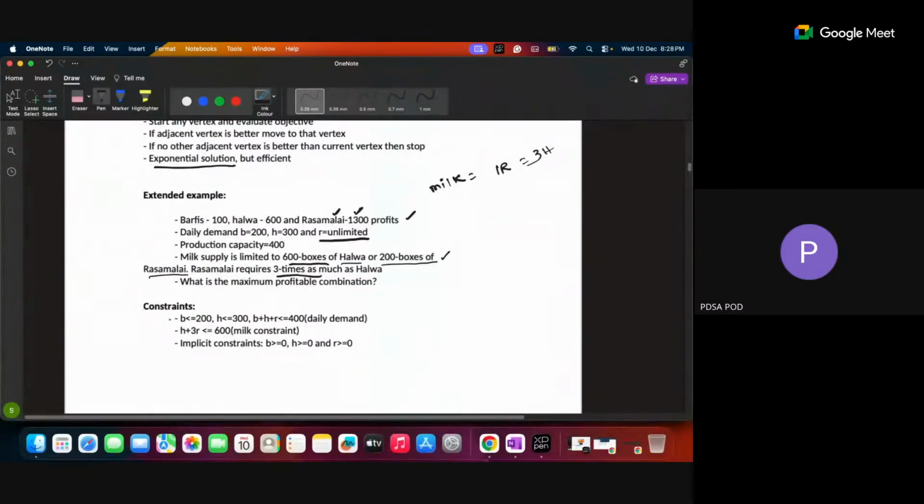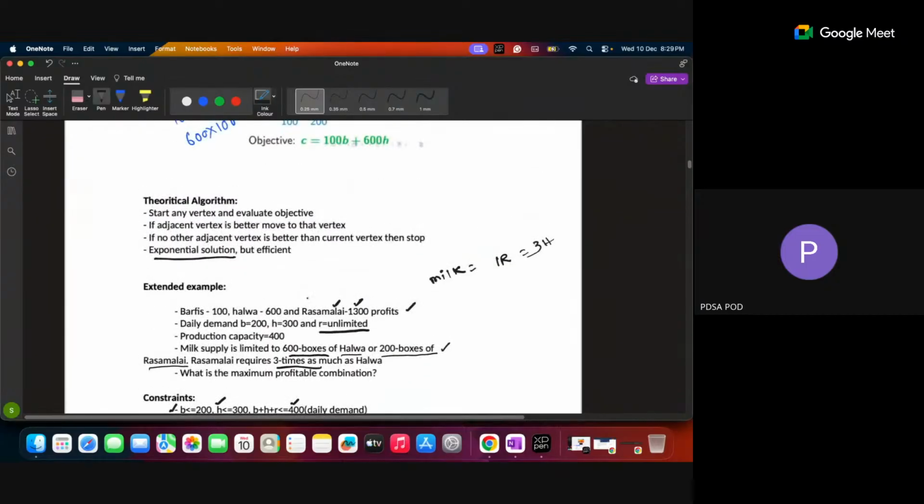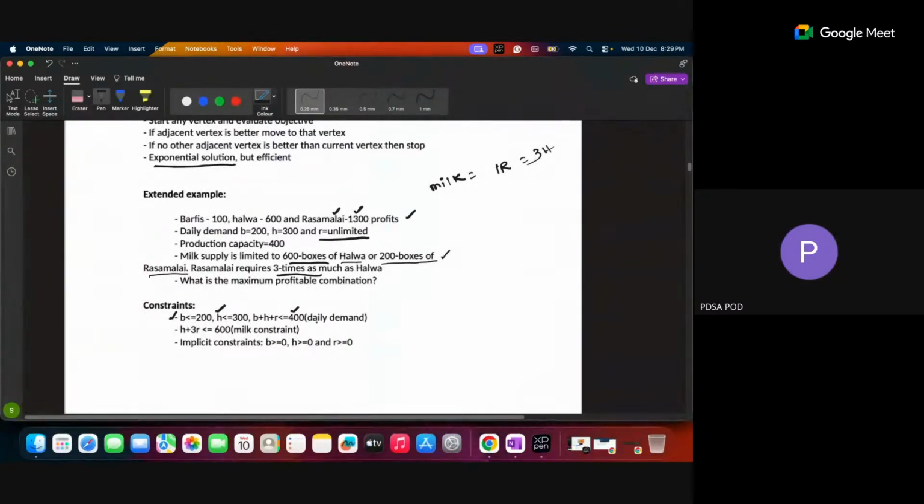So the burfis and halwas and this particular rasmalai, the daily demand is 400 only, because maybe not daily demand, I think, capacity, I'm sorry. Production. Sorry, it is not daily demand, it's a production capacity. Maybe this was some mistake. Yeah, rasmalai has unlimited demand, but we have production capacities that we cannot exceed.